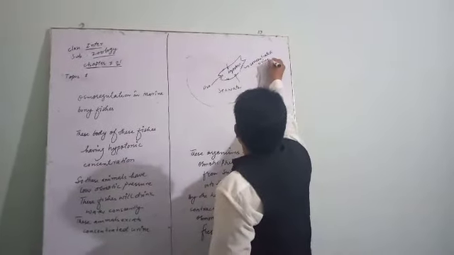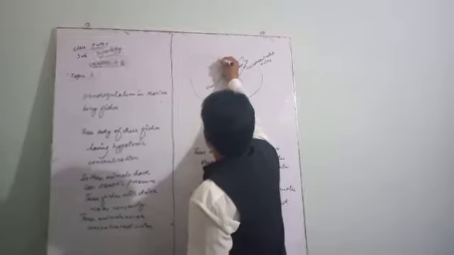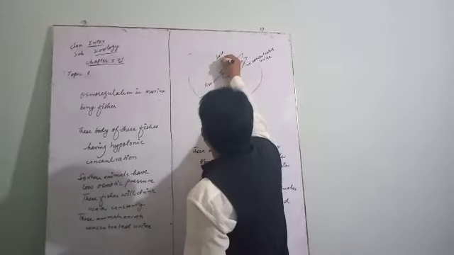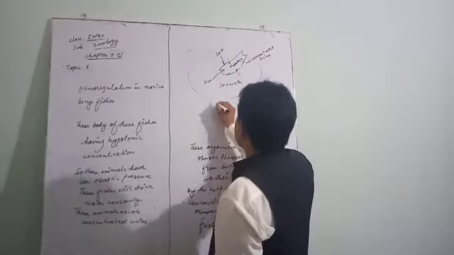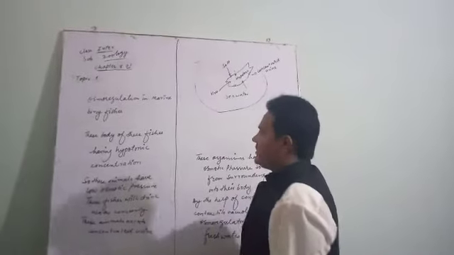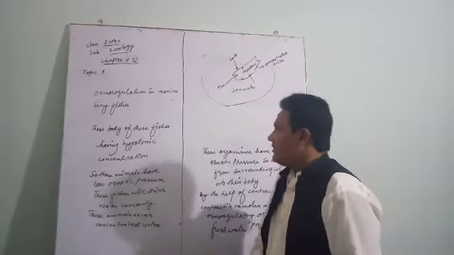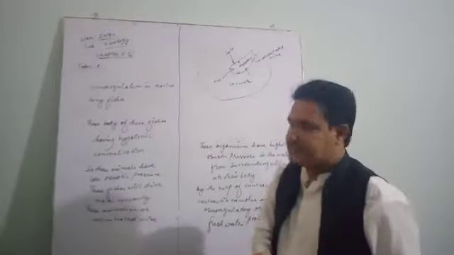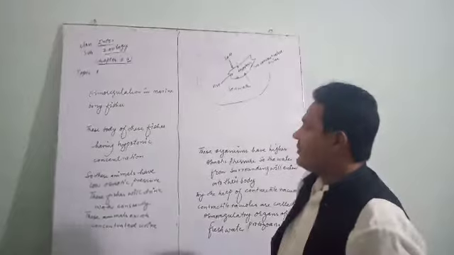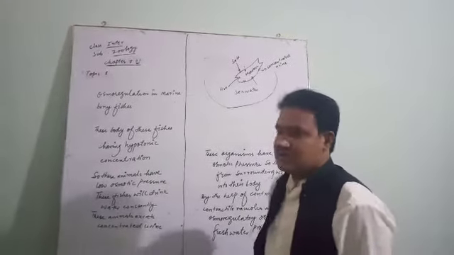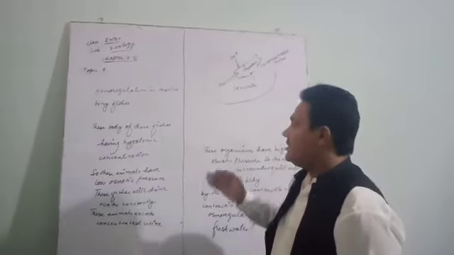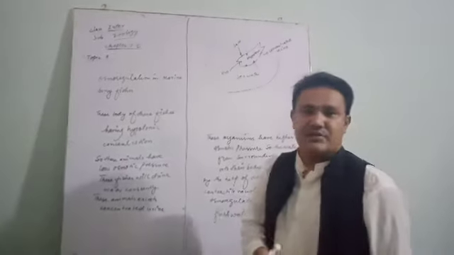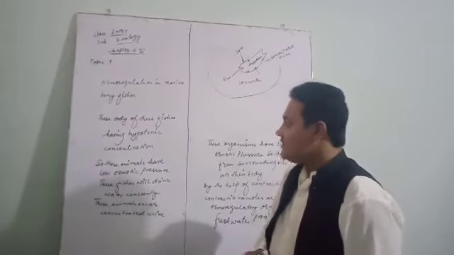So these fishes absorb salt from the surrounding water by active absorption through their gills. My first topic, osmoregulation, is completed. In aquatic animals, we studied osmoregulation in protozoans and in bony fishes.